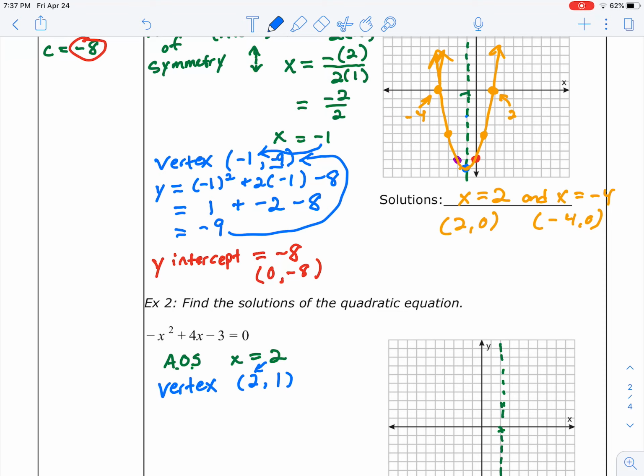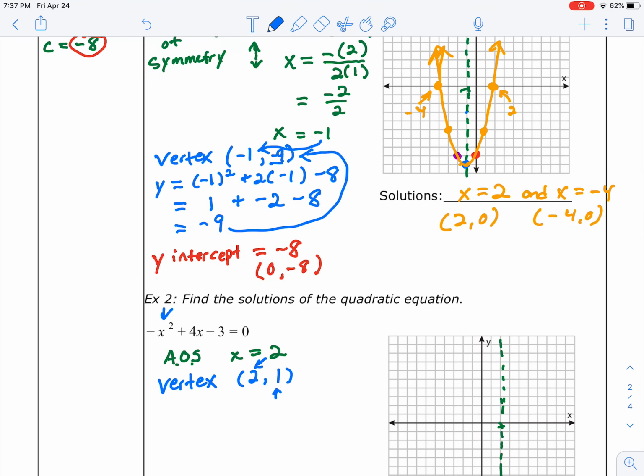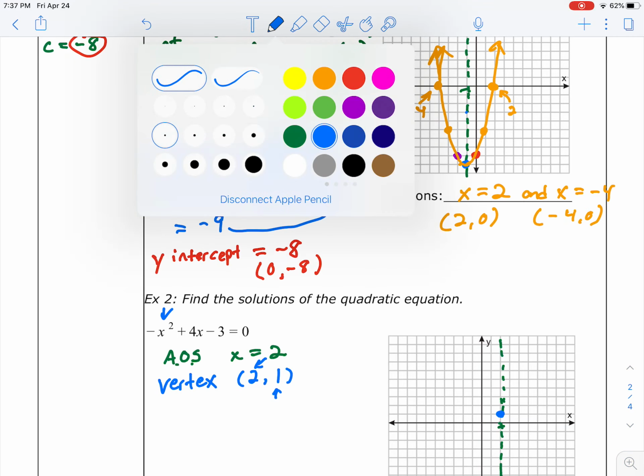Again, notice the x value of the vertex is always going to be the value that we came up with for the axis of symmetry. And then to find that y value, you could plug 2 in for x in the equation and work that out. But since we just saw it from the graph, we're just going to use that. So there's our vertex at 2, 1.